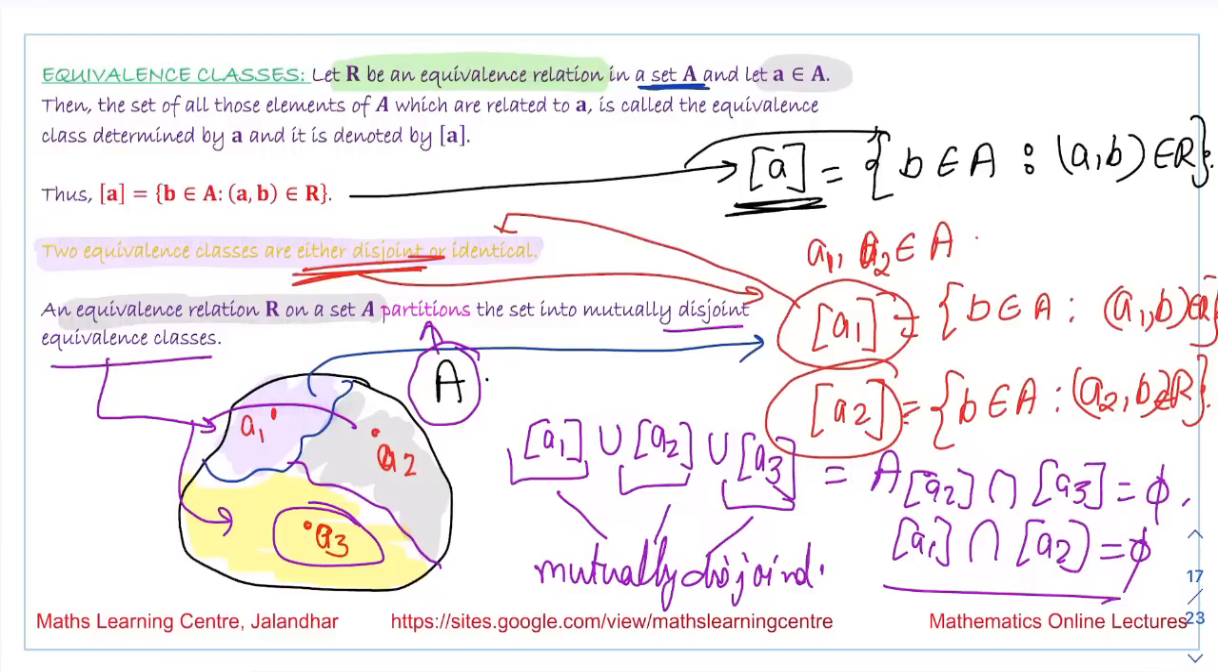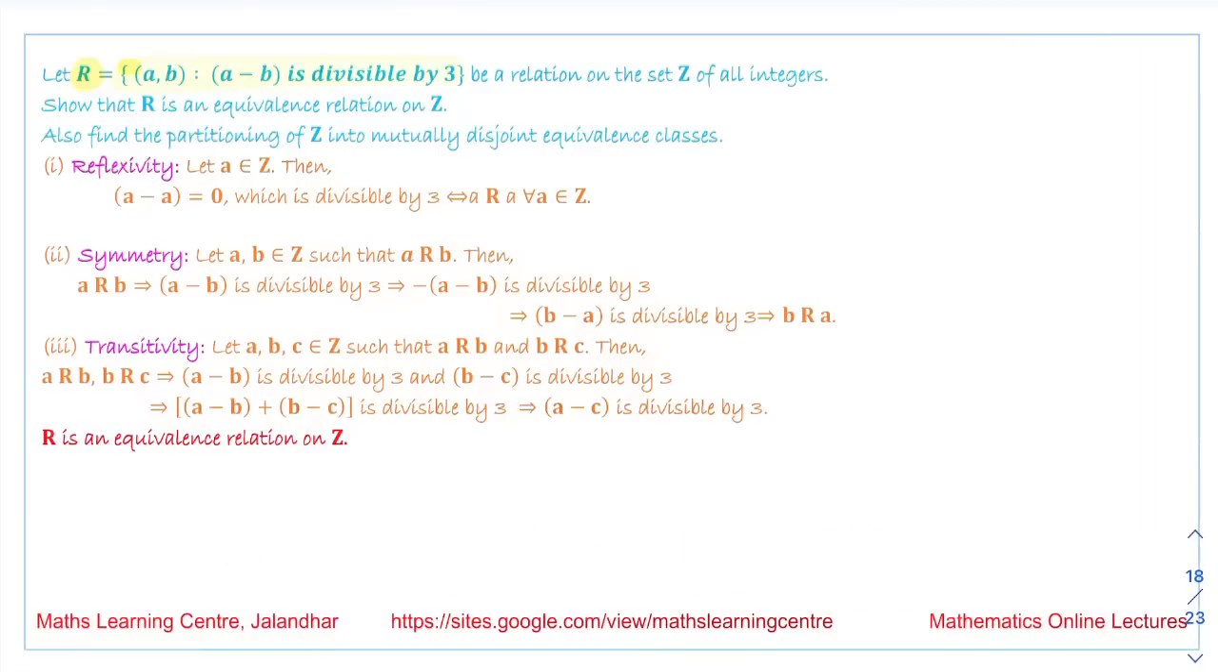So based upon this definition, we have this problem. R is the relation on the integers, where a and b are related to each other if a minus b is divisible by 3. We have to prove that R is an equivalence relation, and we have to find the partition of the set of integers.